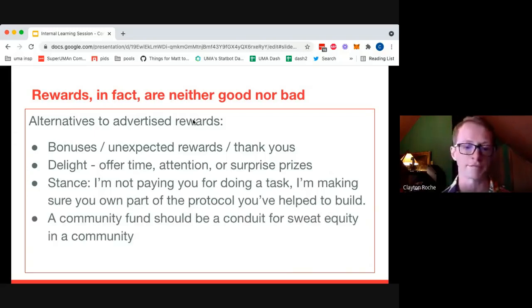I think that a community fund should be a conduit for sweat equity in a community. In that same way, you're recognizing the cool value that people are bringing, and you're making sure that they own a piece of the thing that they just helped build.